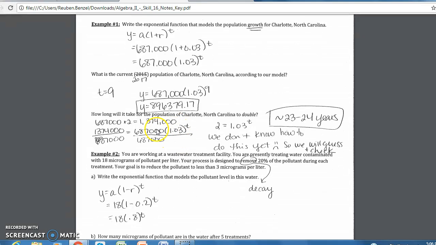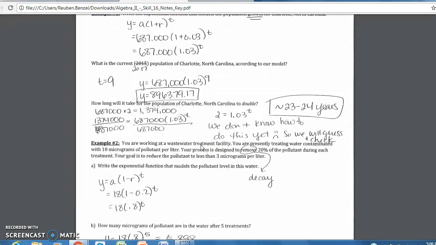This part over here, how long will it take for the population to double? That's just to get you thinking a little bit more.